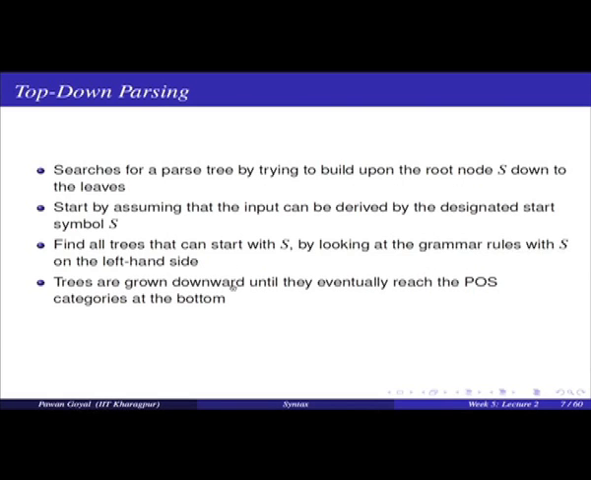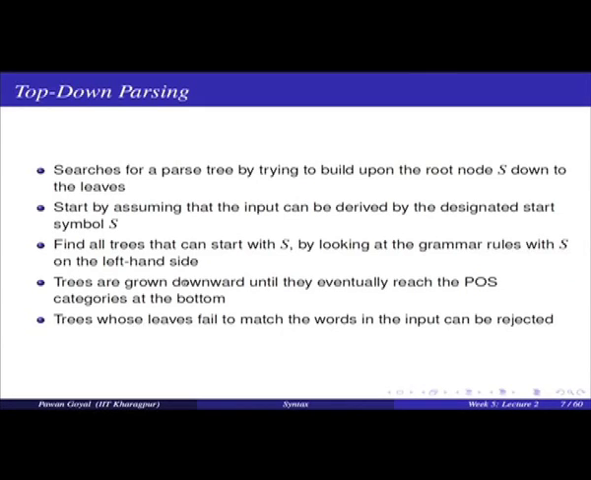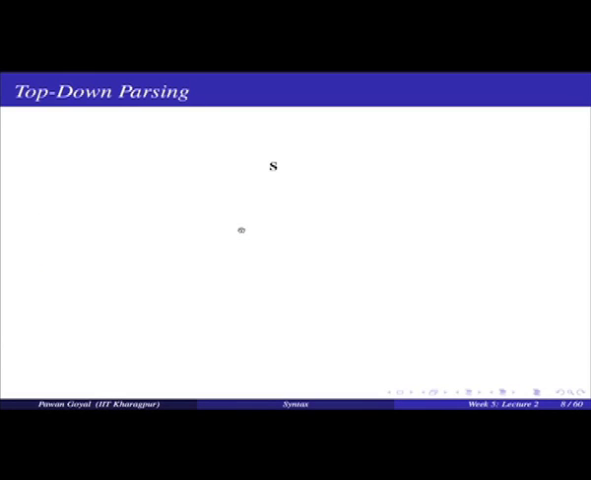Now when you are going downward in your tree, once you obtain the part of speech category, you will see if that matches the word in the leaf nodes. If it is not matching, you will go back and try out some other path. If there is any tree where the part of speech categories are not matching the words at the leaf nodes, you will reject that tree. Okay, so let us see.